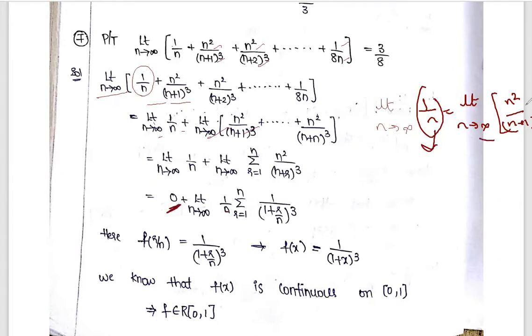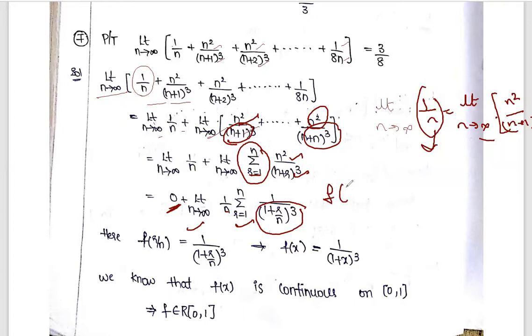And here this is in the form where you can put a summation, as you have n square by n plus 1 whole cube, n square by n plus n whole cube, and so on. So you have to put that in summation, r equals 1 to n, 1 by n, n squared by n plus r whole cube. So limit n tends to infinity 1 by n is equal to summation r equals 1 to n, 1 by r by n whole cube.